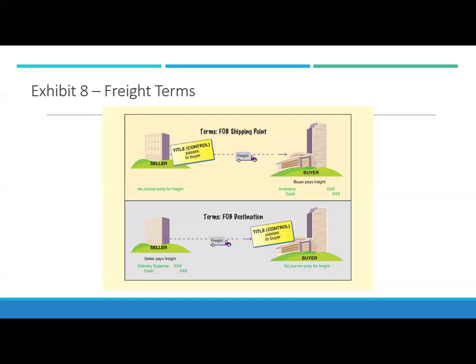In FOB shipping point, the title and control pass from the seller to the buyer when it's shipped, so when it goes to the common carrier. For example, as soon as it's loaded onto the truck, that's when the sale is made, if it's FOB shipping point. And what that means is the buyer pays for the freight. Generally, you can think of it as the person that pays for the freight is paying for it because they own it when it's going from one place to another.